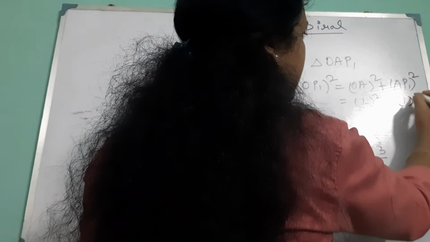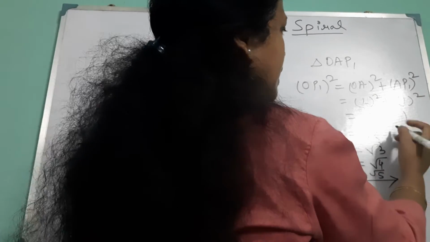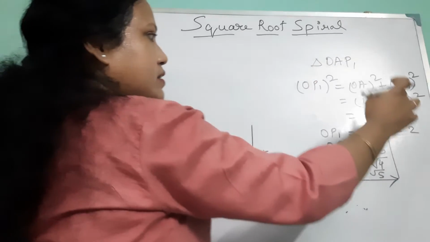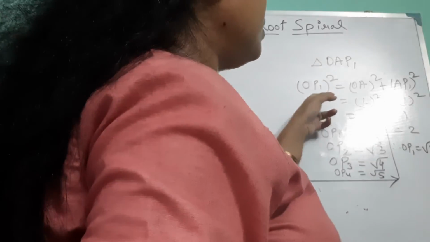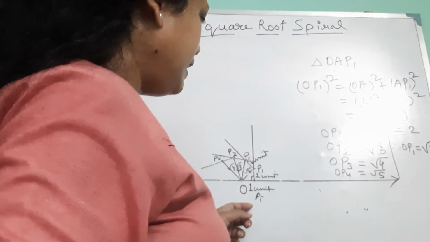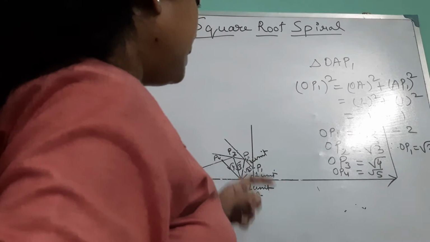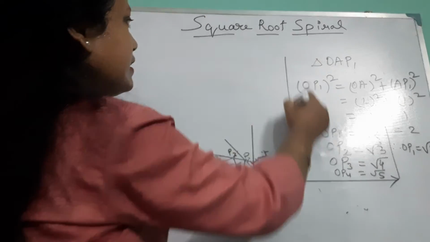So 1 square. AP1 also we have taken as 1 unit, so 1 square. That is 1 plus 1. 1 square is 1 and 1 square is 1, that is 2. Then OP1 square is 2. Therefore OP1 is equal to root over 2. Similarly, in triangle OP1P2 we will get OP2 as root 3. Can we do that? Yes.